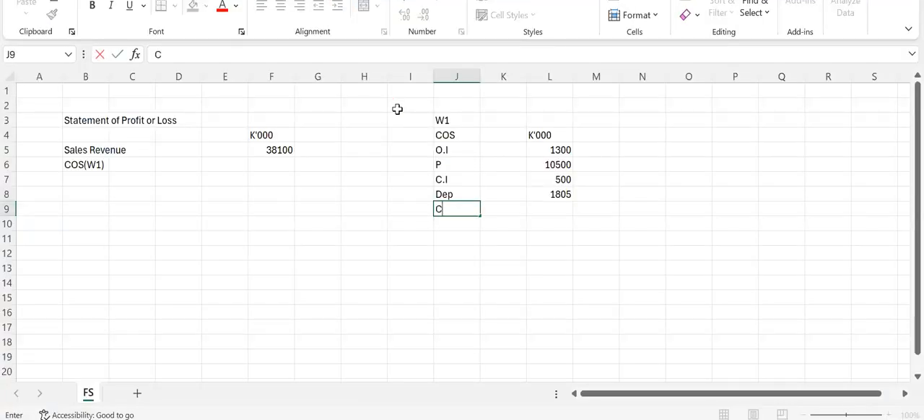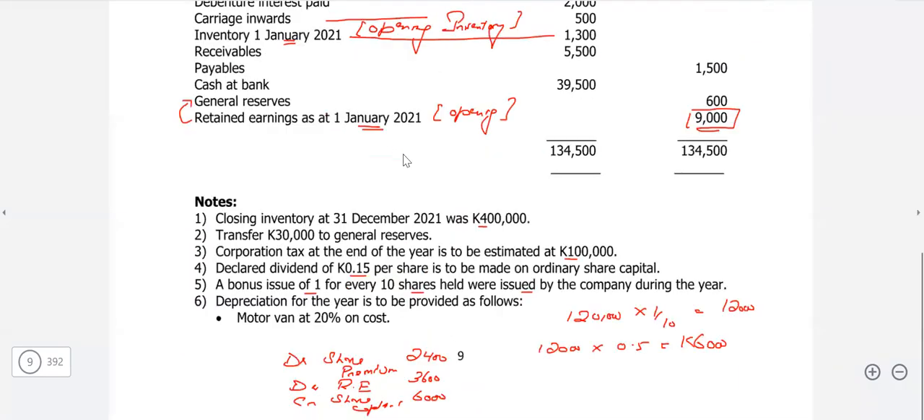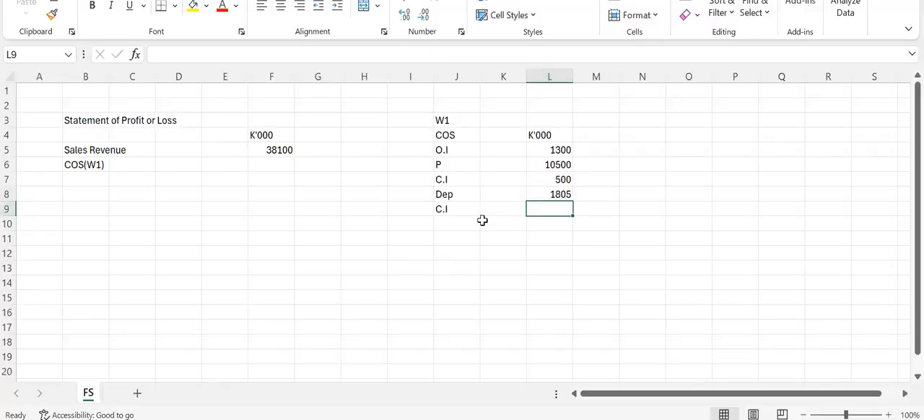Okay, then we have the closing inventory. The closing inventory was given in the notes, which is K400. So we just put that over here as a negative because the closing inventory is deducted. And now we get the cost of sales balance, which is 13,705. So this is the 13,705, which you take into the statement of profit or loss. So which is over here. So equal to, and then minus, we put it over here. So we get cost of sales.